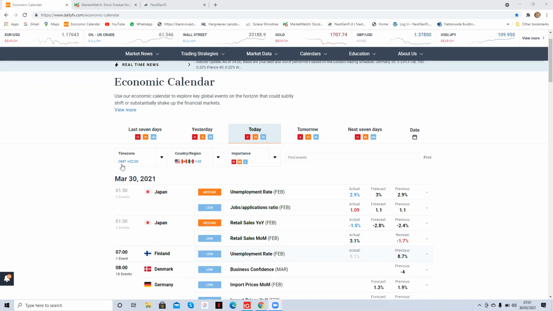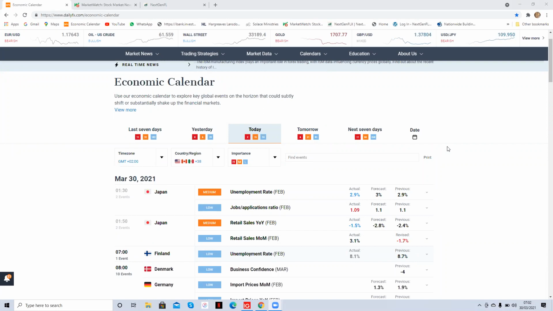Obviously, I'm in Rwanda, so I'm using GMT plus 2. Rwanda is GMT plus 2. So all the times I'll be quoting are GMT plus 2 times. The two markets we're looking at, as usual now, are the Euro US dollar and the dollar Canadian dollar.